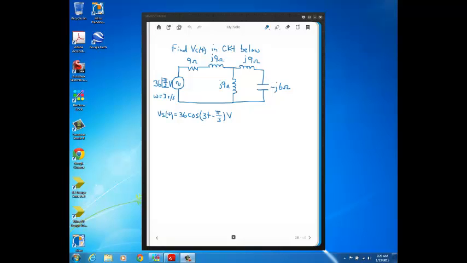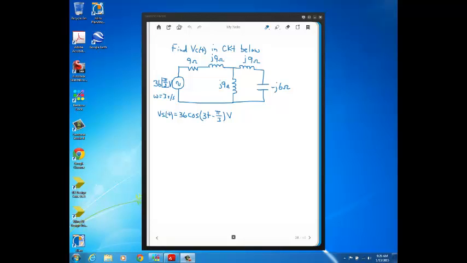You can see that this capacitor has impedance minus j6 ohms. All the inductors have impedances of j9 ohms, and then we've got a resistor over here with an impedance of 9 ohms. And then the source voltage here is given as a function of time, and then here's the phasor notation: 36 amplitude at an angle of minus pi over 3.